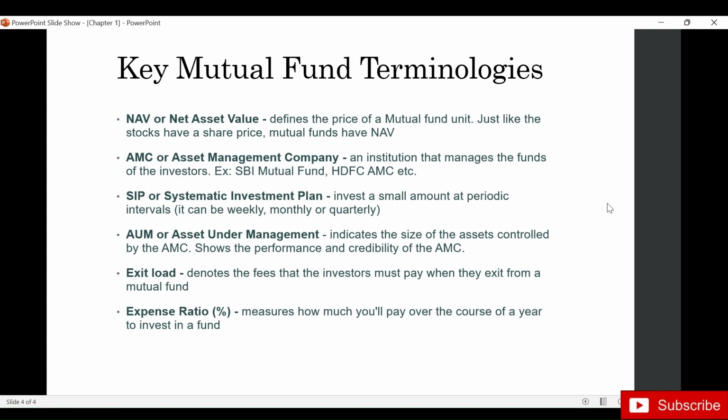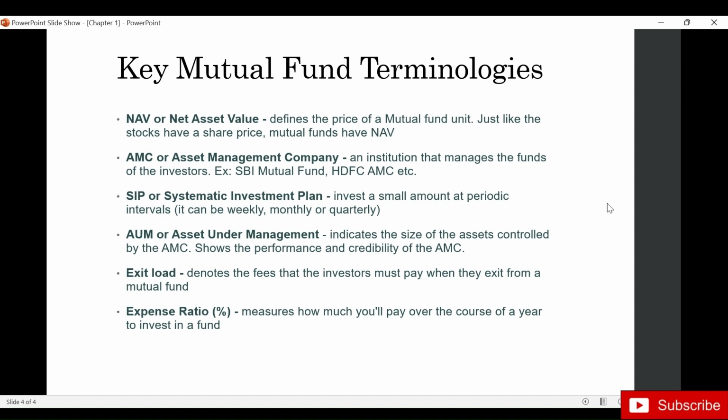Next, coming to the second term, which is AMC or asset management company. An asset management company is an institution that manages the funds of the investors. In India, we have tens of asset management companies, and some examples are SBI mutual funds and HDFC asset management company. Then all the major banks have their own AMCs. For example, we have AMCs from Kotak, from Axis, and so on.